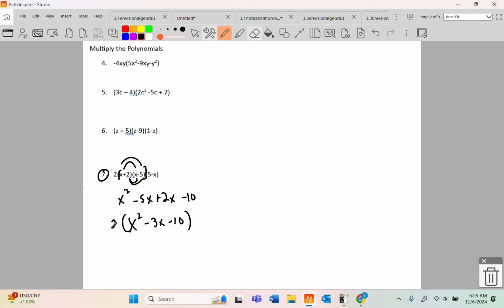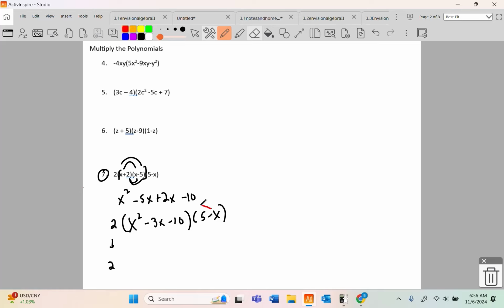And what's still attached to this? There's a 2 and there's a 5 minus x. And me personally, I would save this 2 for last. I'm going to just bring it on down here somewhere. I'm not going to touch it right now, because if I double things now, I'm going to make the next step a little harder.